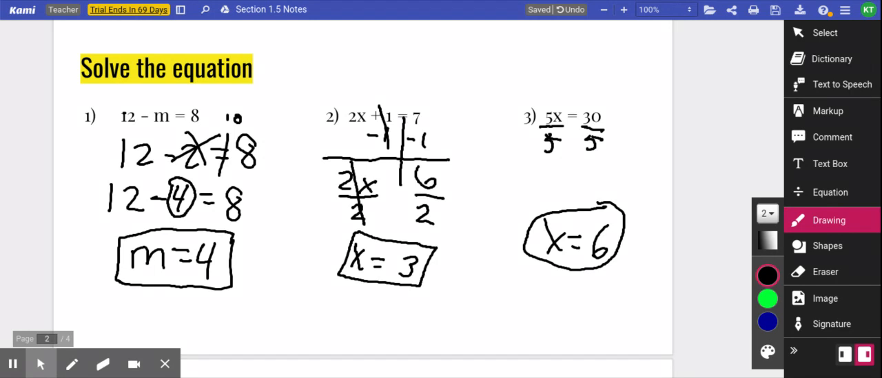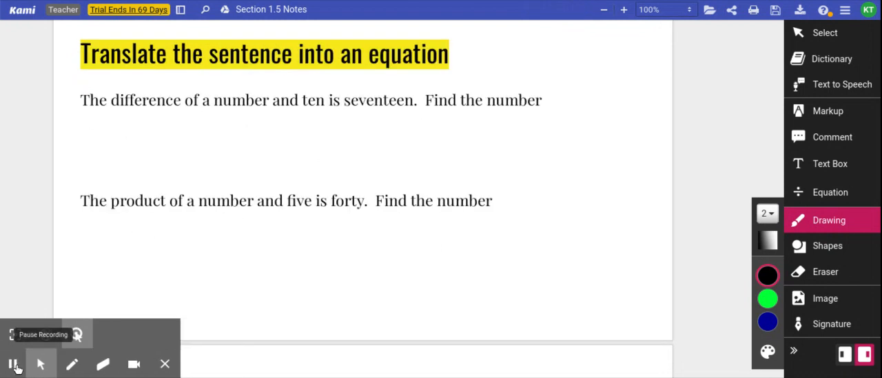All the ones that we're going to look at in lesson 1.5, you should be able to kind of look at it, talk your way through it. But if not, you can always use the inverse operations, which we will be using as we go through pre-algebra. All right, next up is translating the sentence into an equation. It says the difference, right? Difference, that's a key word. We looked at that in the last couple lessons, and I should know that difference means subtract, right?